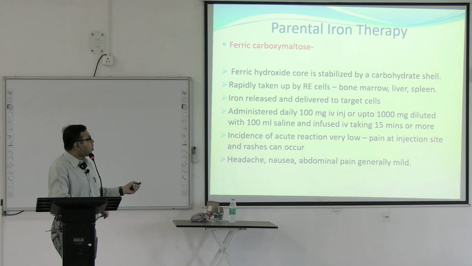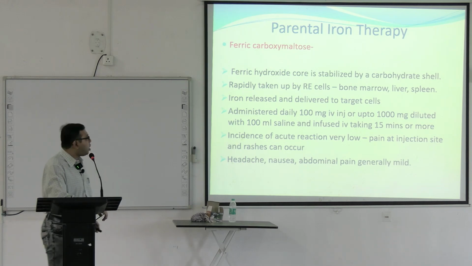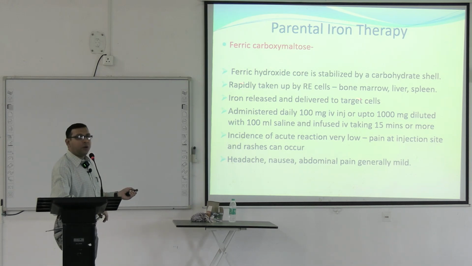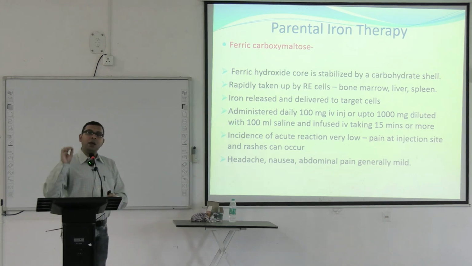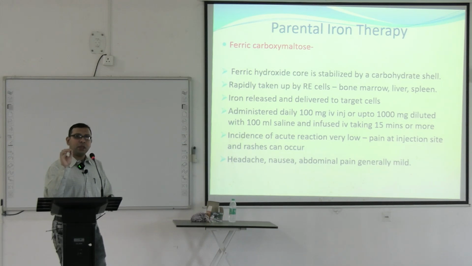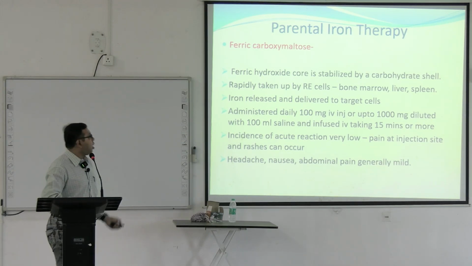Here the ferric hydroxide core is stabilized by a carbohydrate shell. So there is a carbohydrate shell, within the center of which the ferric hydroxide core is present. It is rapidly taken up by the reticuloendothelial system, like bone marrow, liver, spleen. Iron is released and delivered to target cells. So basically this coating and shell is done so that the free iron will not be absorbed anywhere other than the target center. So this is basically a form of targeted therapy where the adverse effects will be less.